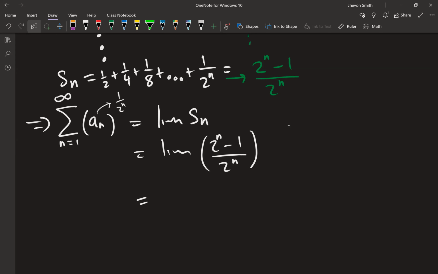Limit as n approaches infinity of (2^n − 1) over 2^n. Let me help you out a little bit. I can simplify this a little bit. This is actually 1 minus 1/2^n. Right, now as n approaches infinity, what does that go to? It goes to 1. What do you know? We actually walked 1 mile.